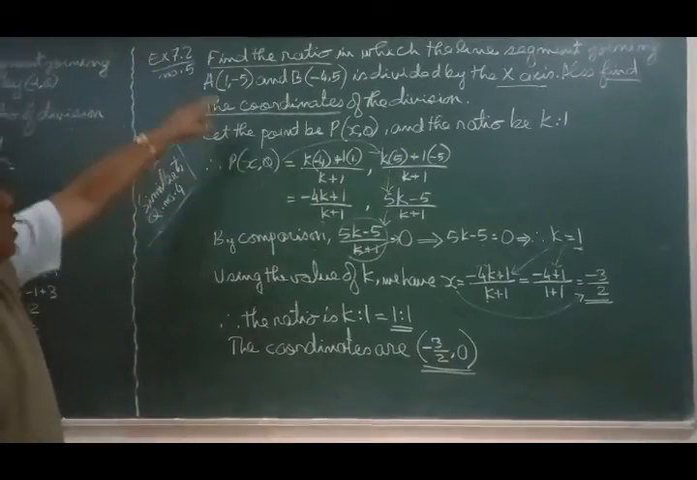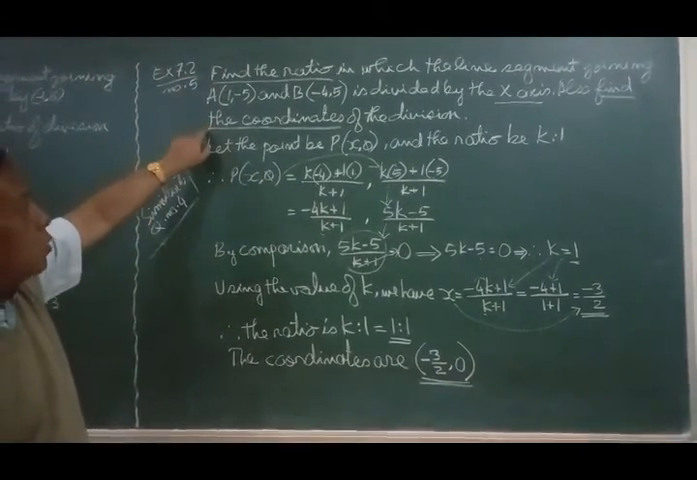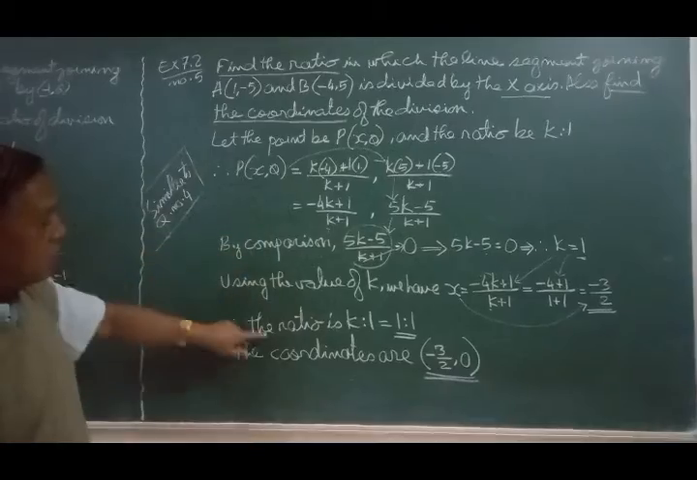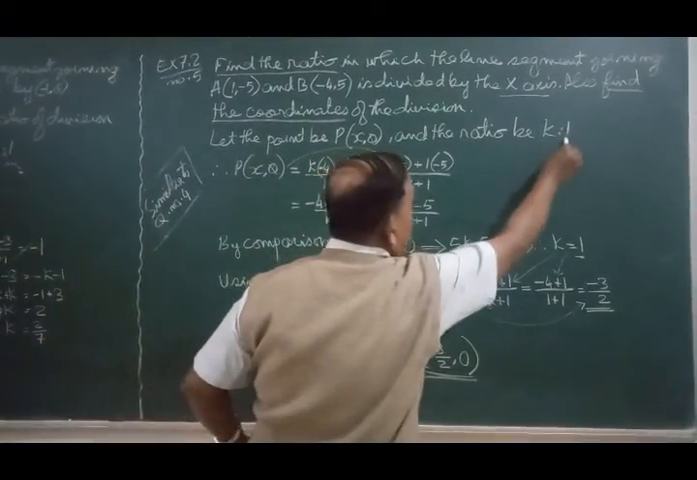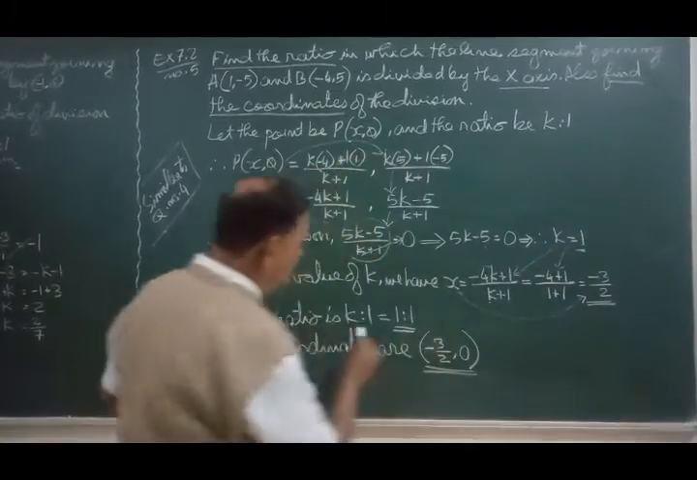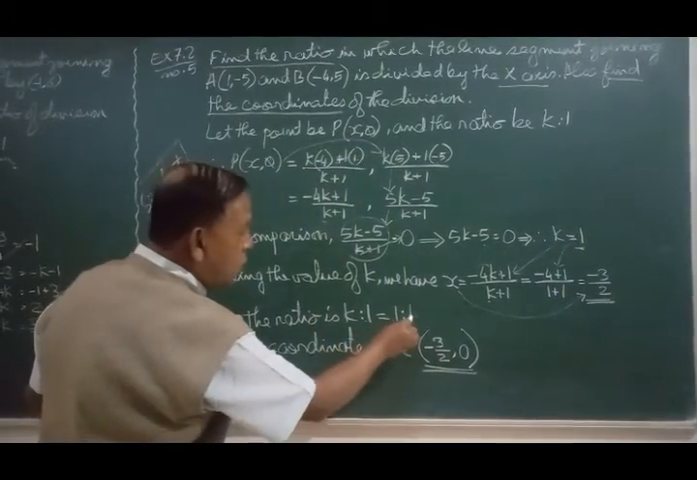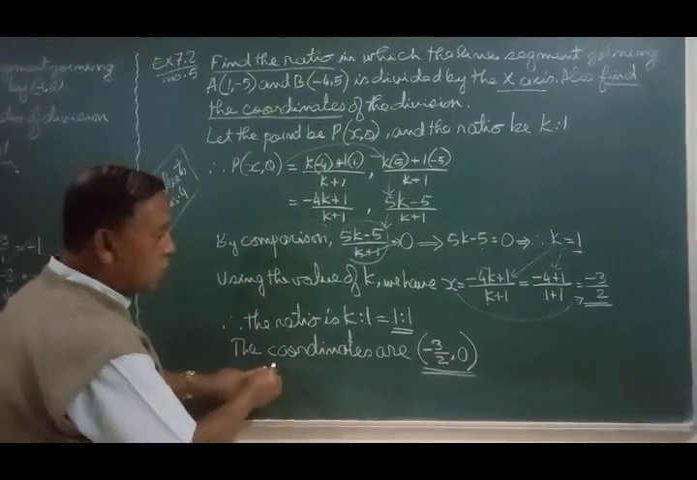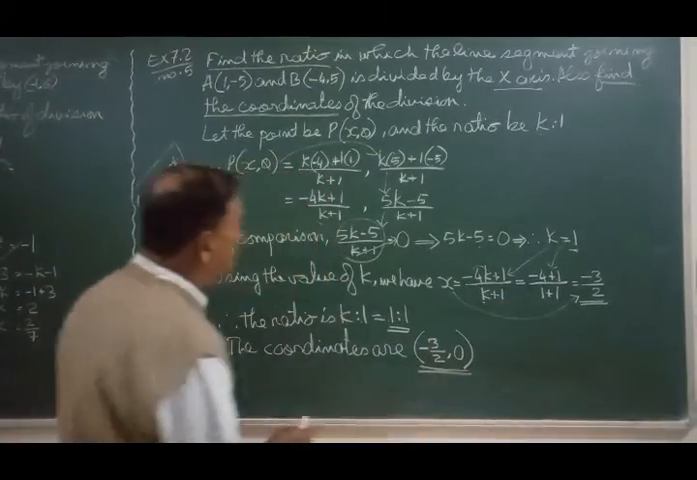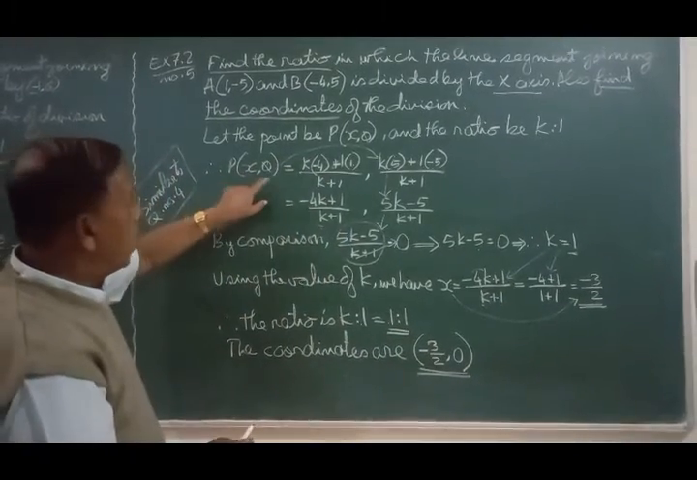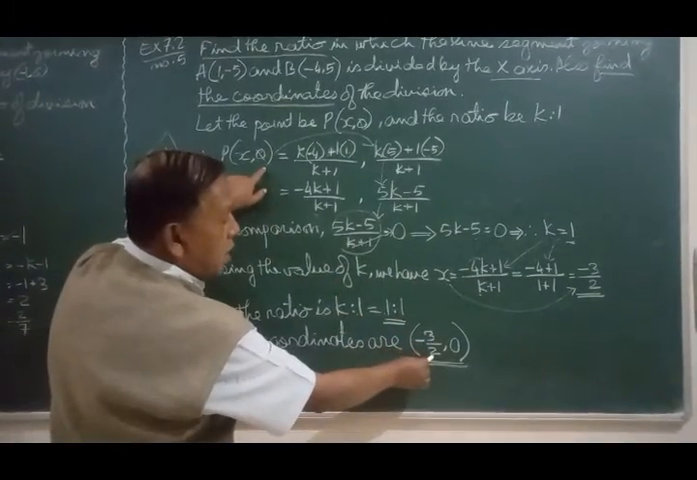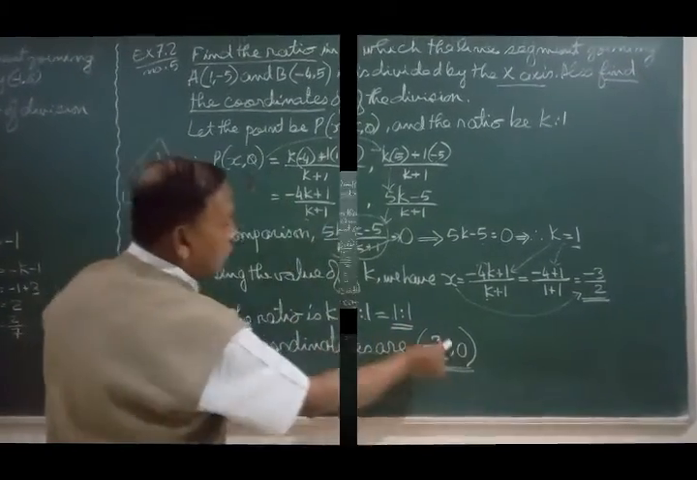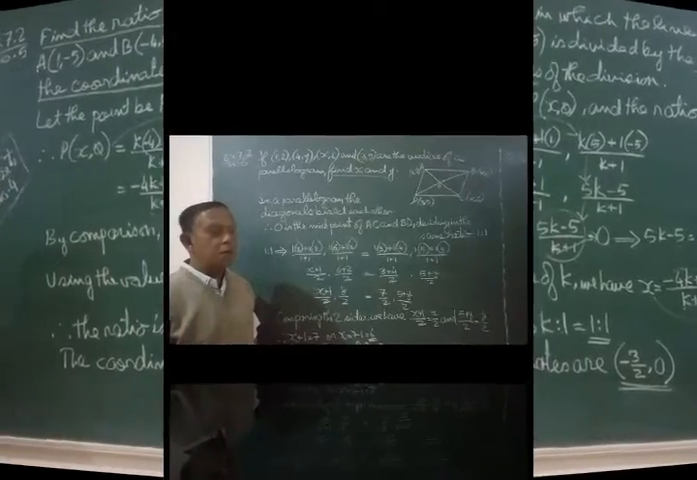So what is the question? Find the ratio. Second question, find the coordinates. So ratio is k is to 1 and k is 1. Therefore, k is to 1, 1 is to 1. And the coordinates are what we have found here. Coordinates x and 0. X is equal to minus 3 upon 2 and here 0. So we have both the answers.